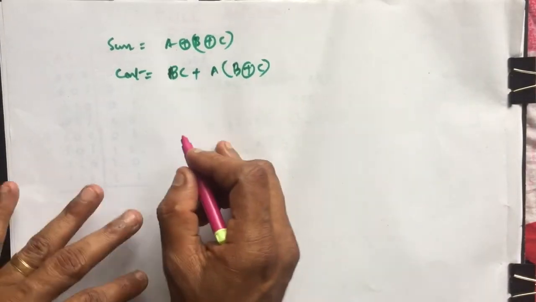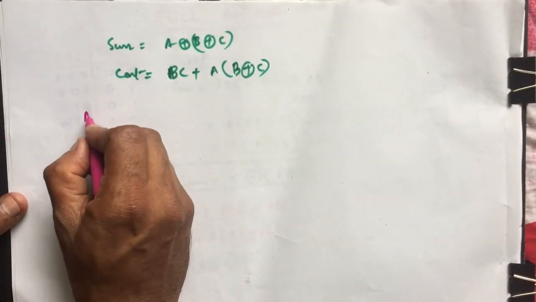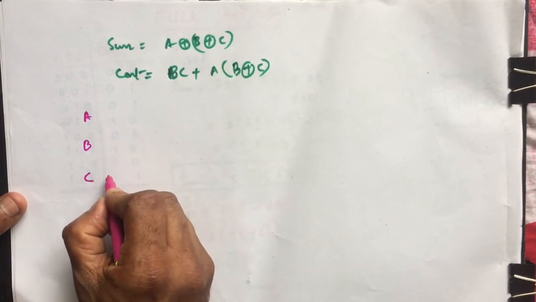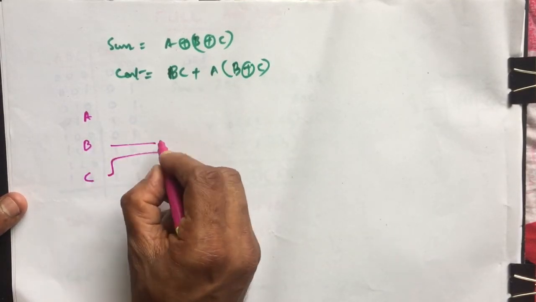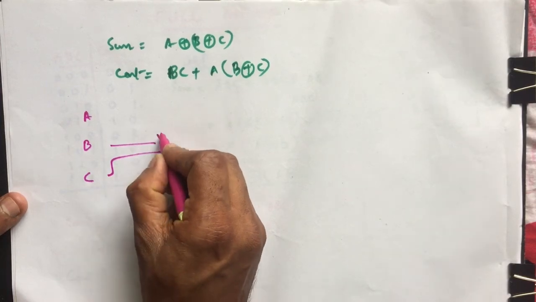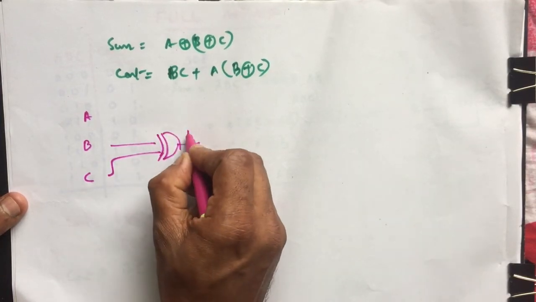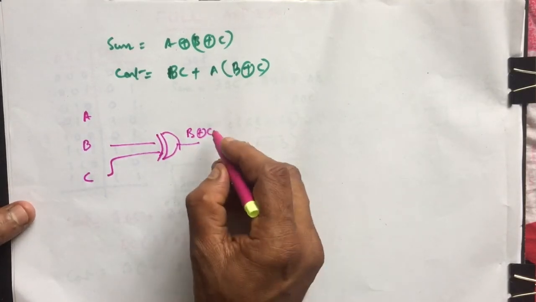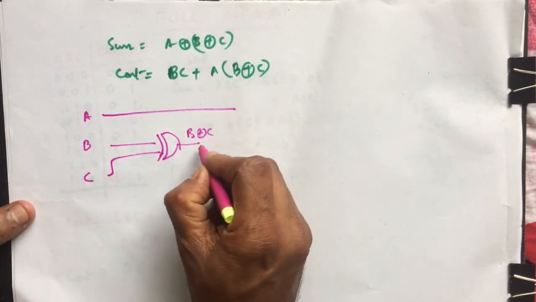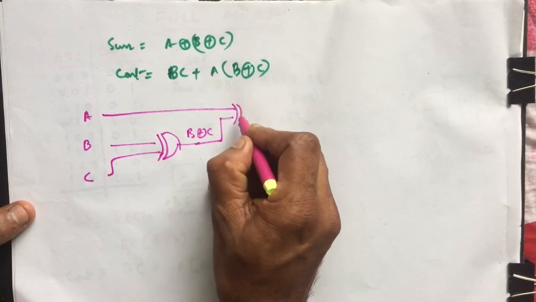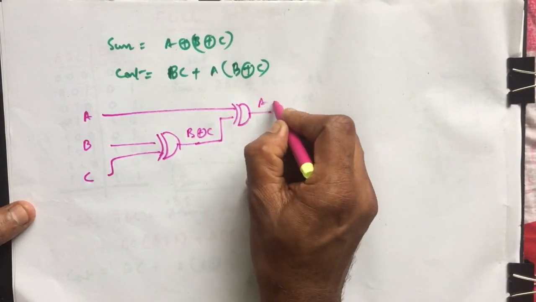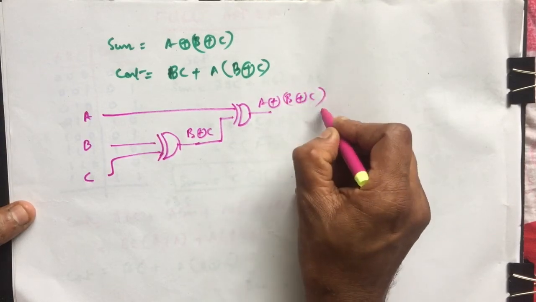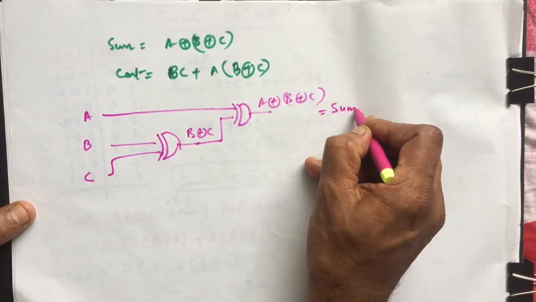Let us now draw the circuit. We have A, B, C here. First we draw for B and C: I am going to XOR B and C. Now we have A here. Again XORing these, that means A XOR B XOR C. This is nothing but the sum.